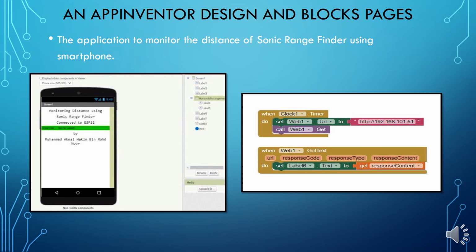Second, we create an application to monitor the distance of the sonic rangefinder using a smartphone. In the design page, we just design based on what we want, but in the block page, we must copy the URL from the web page that we already got before and paste it in the block design.